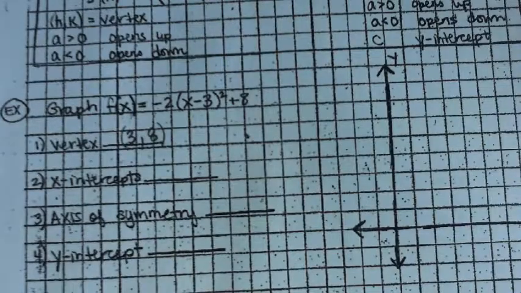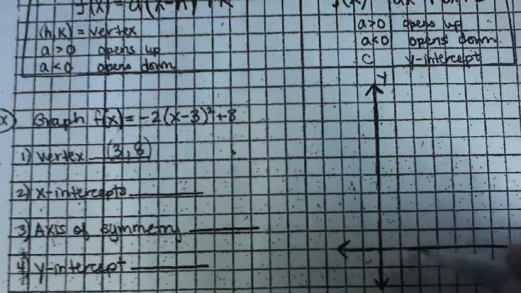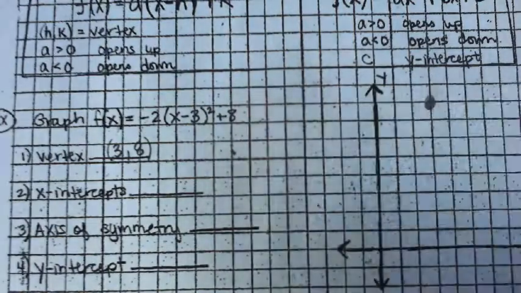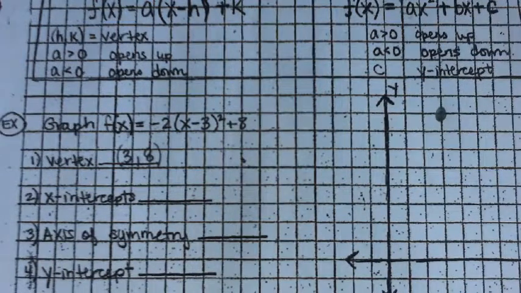Does it open up or open down, just out of curiosity? Down, because that's negative. So 1, 2, 3, 5, 6, 7, 8. So there's my vertex. And I know it's going to open down. So second to the vertex, the next most important points are your x-intercepts, your roots, your zeros, however you want to say it. You always find x-intercepts by setting what equal to what? Y equal to 0. So for x-intercepts, you set y equal to 0.